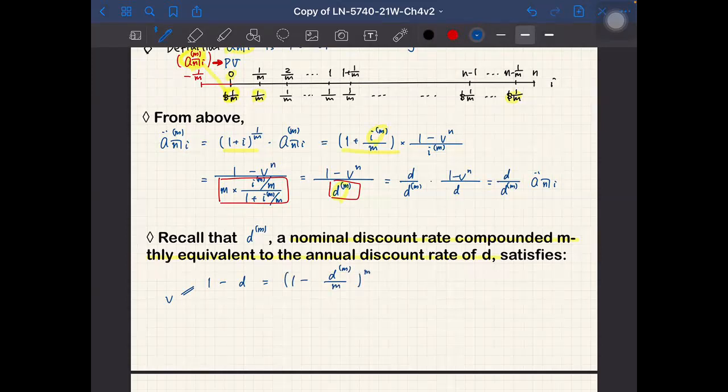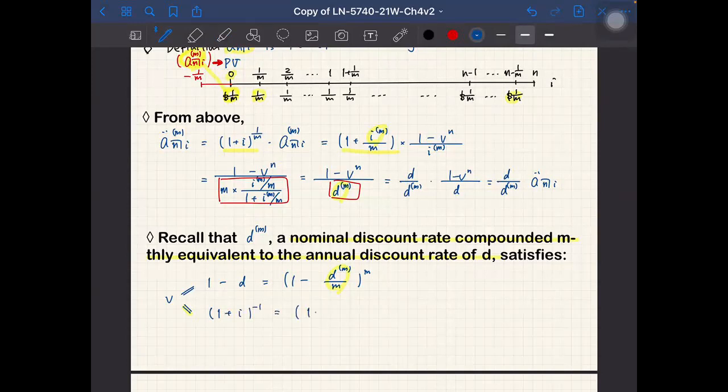to the power m. So the concept is that d superscript m over m is the 1 over m year rate. But we multiply by m because we want to regard it as an annual rate. So this is for 1 over m year, and if we take the m-th power, that becomes 1 minus d. And the same thing is true for i. So v is equal to 1 plus i inverse, or 1 over 1 plus i.